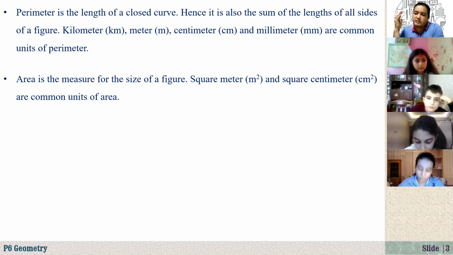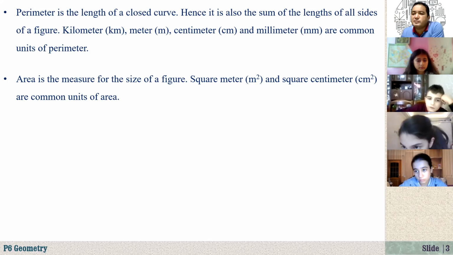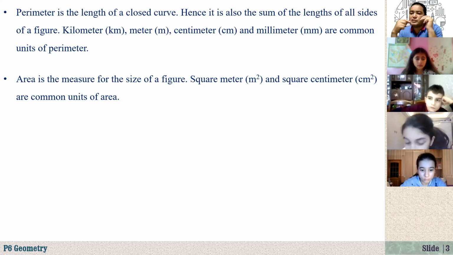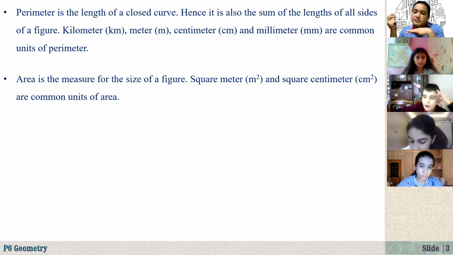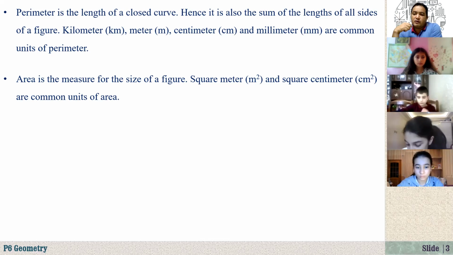If you're measuring the perimeter of some figure, let's say a rectangle or triangle, whatever it is. If it is too small, we use millimeter. For example, a wedding ring, which is circular in shape. To measure its circumference, we do not use meter or centimeter, we use millimeter. Why? Because it's small.